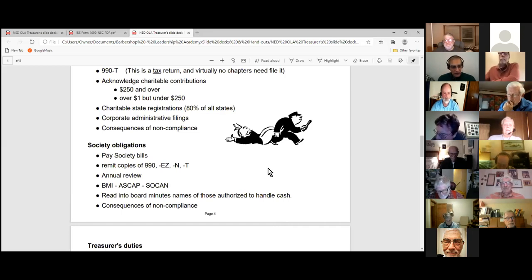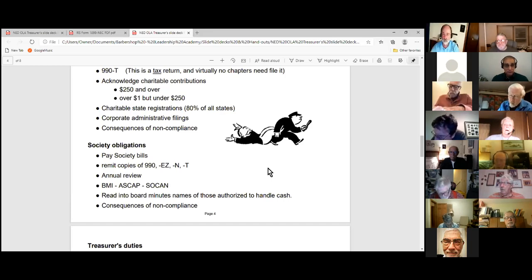Another society obligation. Here's one that you might not have heard of or heard of a long time ago. In your very first board meeting in the month of January, or whenever you have your first one, read into your board minutes the names of all the people who handle cash. You don't have to submit these names to anyone, but they have to be in your permanent minutes. Because if the names are in there, you are covered for losses. If someone gets held up, robbed, or if they run away with the money, you're covered by bonding insurance.